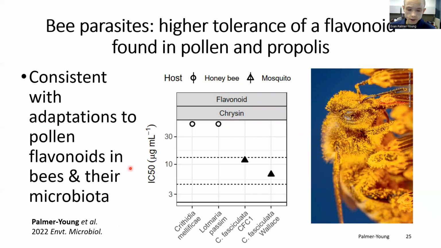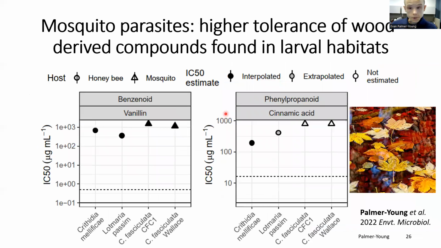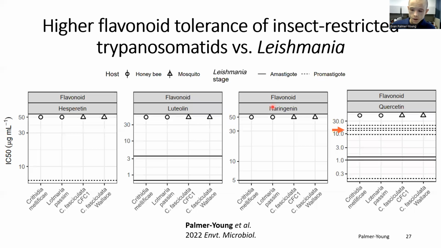The bee parasites had much greater tolerance of the flavonoid chrysin, consistent with the high flavonoid concentrations found in nectar and especially pollen and propolis. The mosquito parasite, on the other hand, was more tolerant of 2 compounds associated with wood decomposition, the benzenoid vanillin and the phenylpropanoid cinnamic acid. Both of these are found in larval habitats.